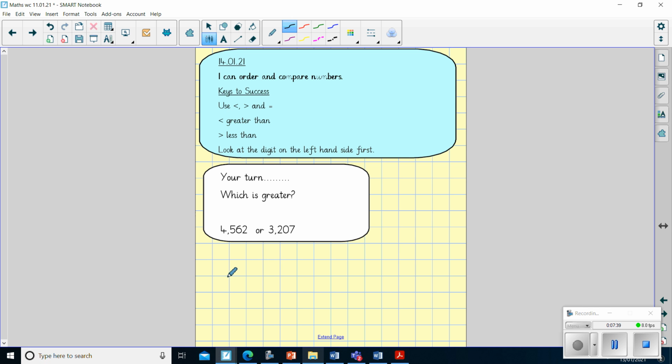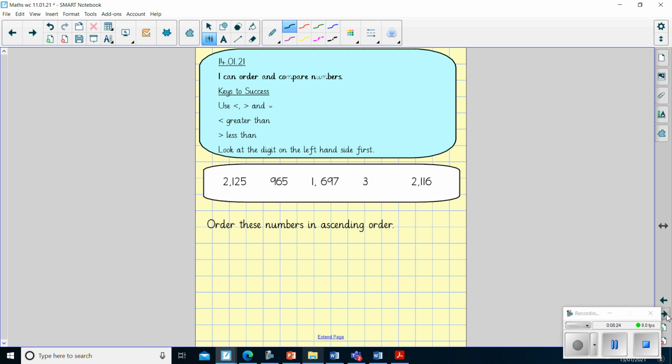So we are thinking about 4,562. We're comparing that to 3,207. Okay, so first job, look at my digit on the left hand side. I've got 4,000 here, 3,000 here. I don't need to check any other digits because already 4,000 is greater than 3,000, so my greater than symbol is open at the 4,562.